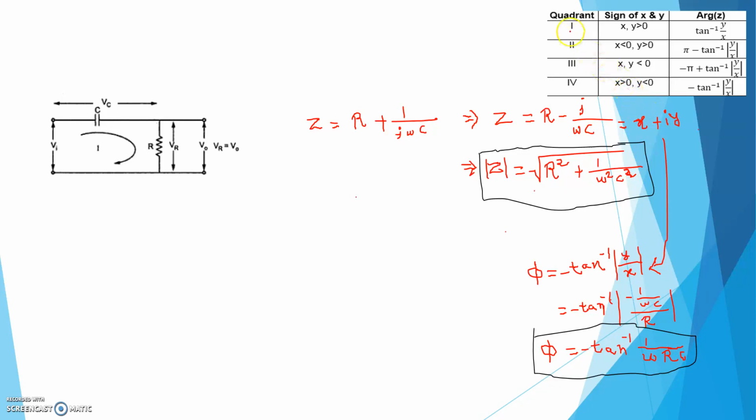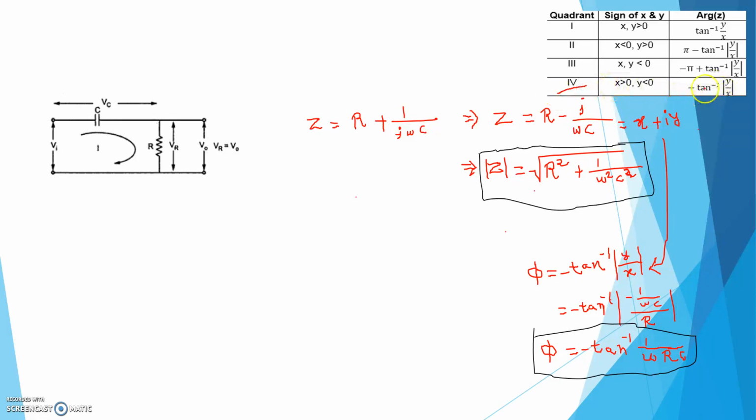If z is situated in the first quadrant, then the angle is equal to tan inverse y by x. If z is situated in the second quadrant, then the argument is pi minus tan inverse mod of y by x. If z is situated in the third quadrant, then the argument is minus of pi plus tan inverse mod of y by x. And if z is situated in the fourth quadrant, then the argument is minus of tan inverse y by x. See here, z is equal to x plus iy, x is R, and y is equal to minus of 1 by omega c. That means obviously z is situated in the fourth quadrant.